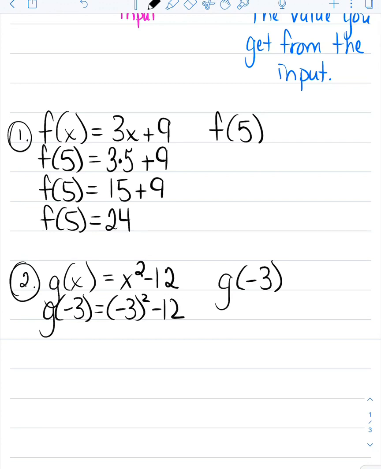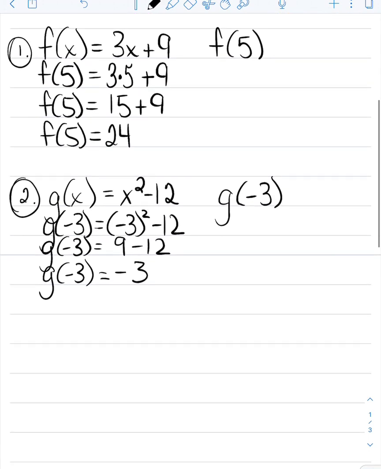So now let's follow our order of operations. Remember, please excuse my dear Aunt Sally. So g of negative 3 equals, I do that exponent first. Negative 3 times negative 3 is positive 9. And then 9 minus 12 is going to give us negative 3. So g of negative 3 equals negative 3. Input of negative 3, output of negative 3.